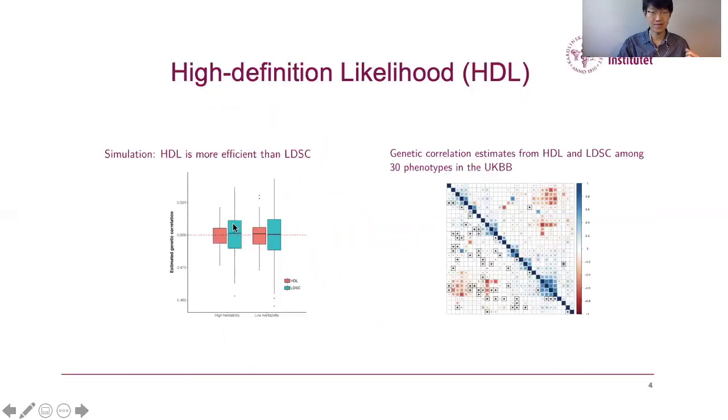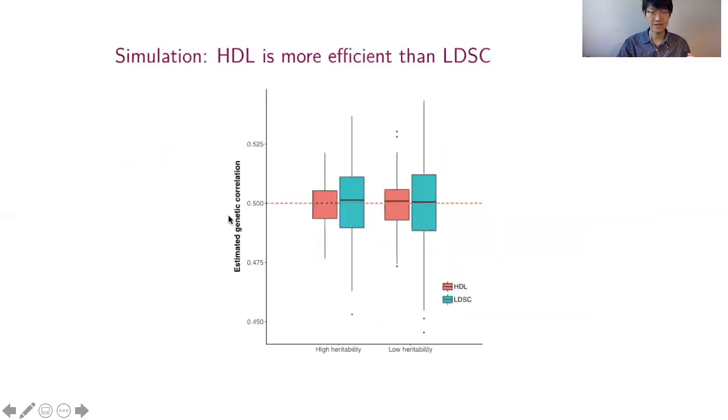We applied both of these two methods. Firstly, in simulation, we simulated quite a lot of different scenarios, and in all of the scenarios, HDL is more efficient than LDSC, meaning the standard error of HDL estimates is smaller than that of LDSC estimates. In all of the scenarios, HDL is at least 60% more efficient than LDSC, which is equivalent to a 2.5-fold increase in sample size.